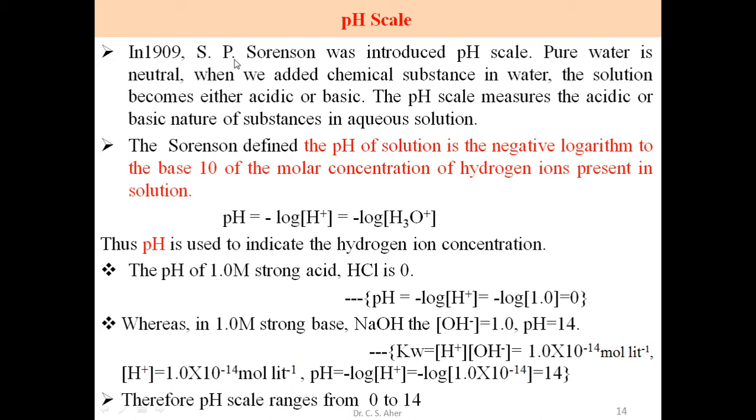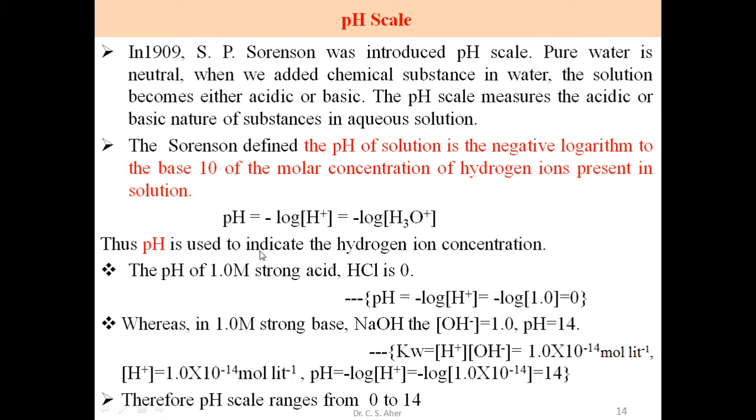In 1909, E.S.P. Sorensen introduced the pH scale. Pure water is neutral. When we add a chemical substance to water, the solution becomes either acidic or basic. The pH scale measures the acidic or basic nature of a substance in aqueous solution. The Sorensen definition: the pH of a solution is the negative logarithm to the base 10 of the molar concentration of hydrogen ion present in the solution. Mathematically, pH is equal to minus log of [H+], the hydrogen ion concentration.